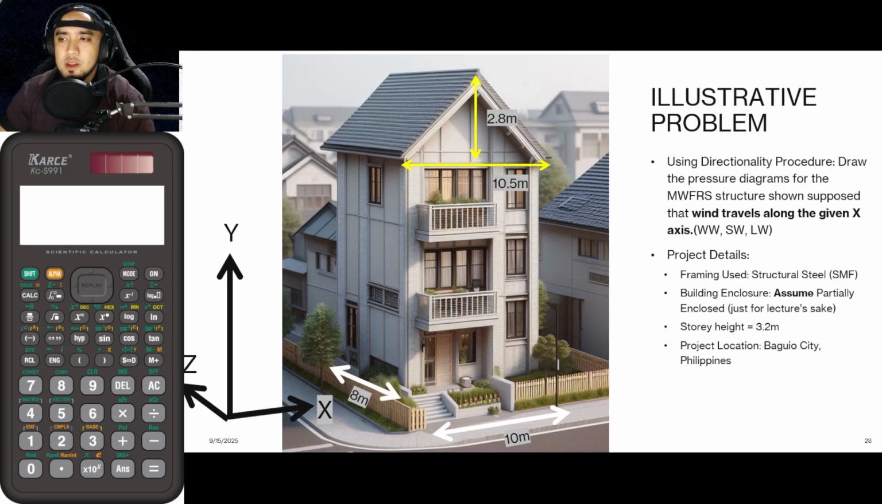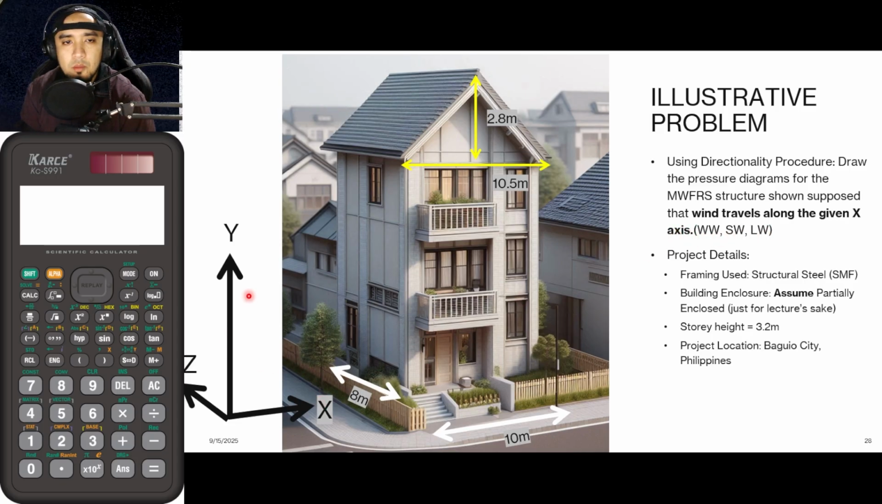So in today's video, we would be solving for wind loads using directional procedure as per NSCP 2015 code provisions. So in this problem, using directional procedure, we would be drawing the pressure diagrams for the main wind force resisting system structure shown here. Suppose that wind travels along the given x-axis.